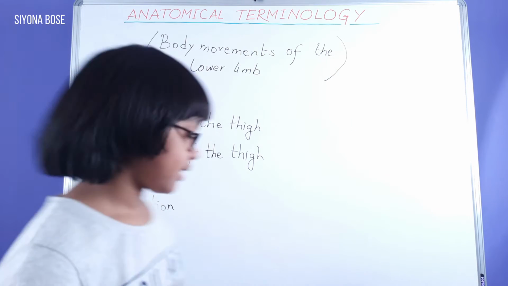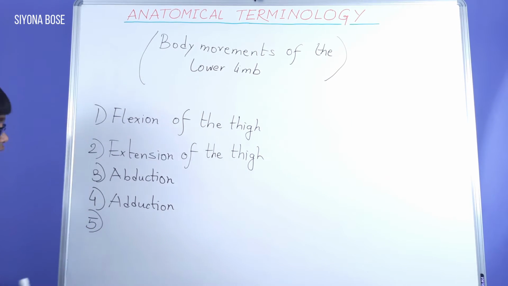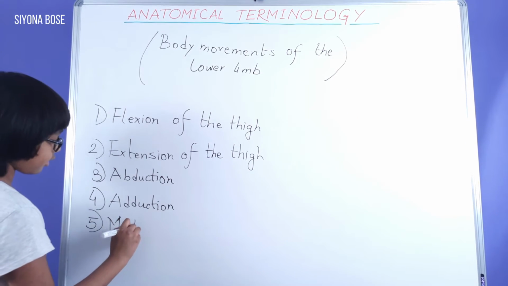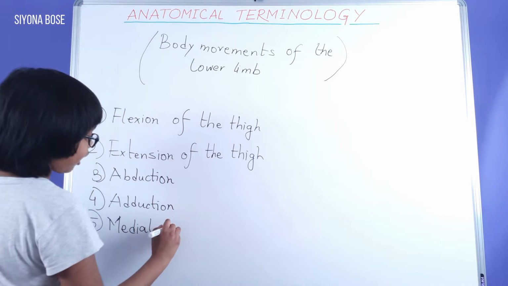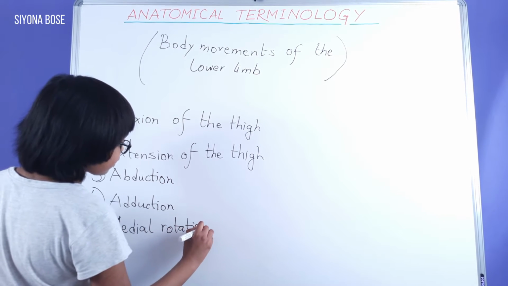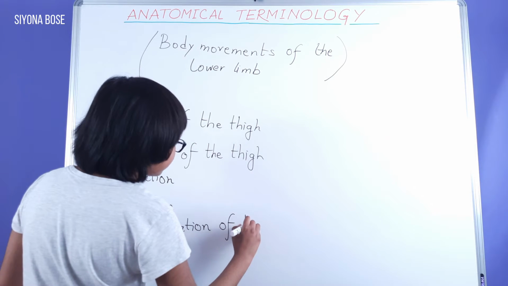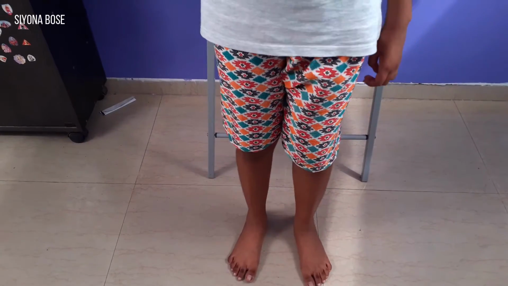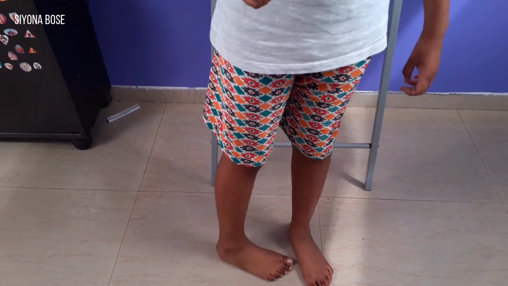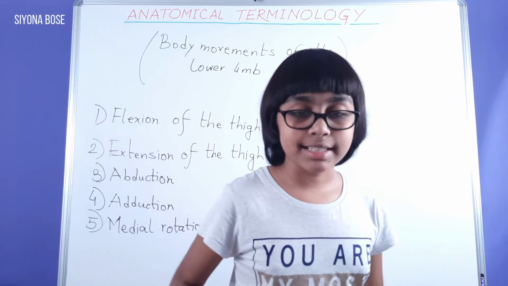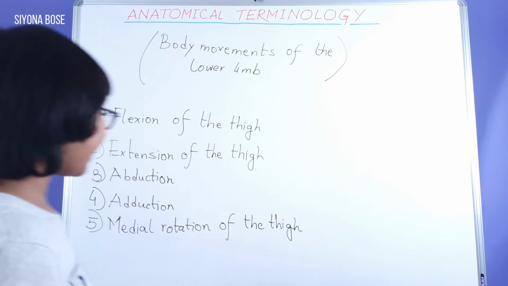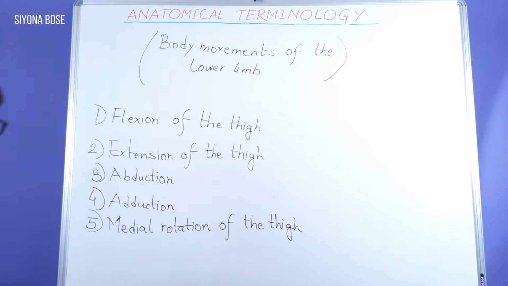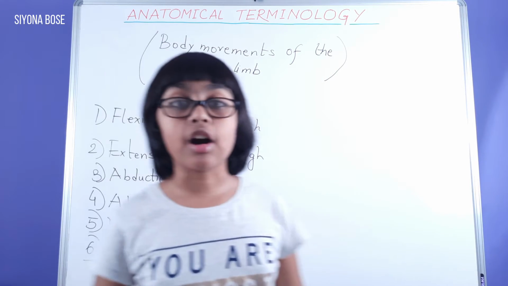And number 5 is medial rotation of the thigh. What happens here? When the thigh is turned medially, just like this, it is called the medial rotation of the thigh. And the opposite is lateral rotation of the thigh.